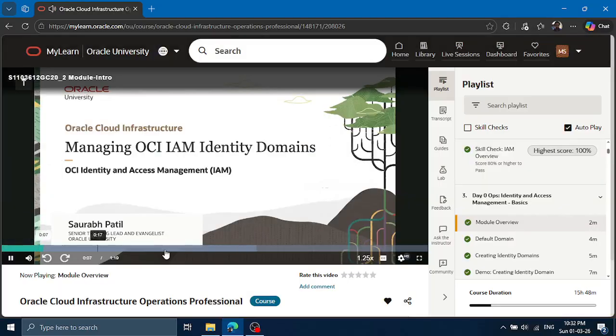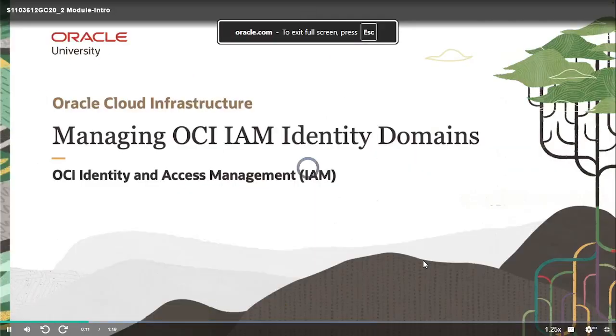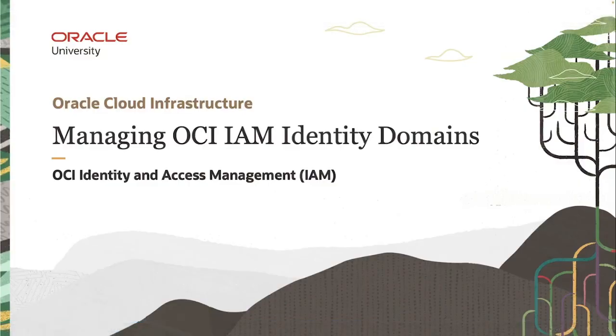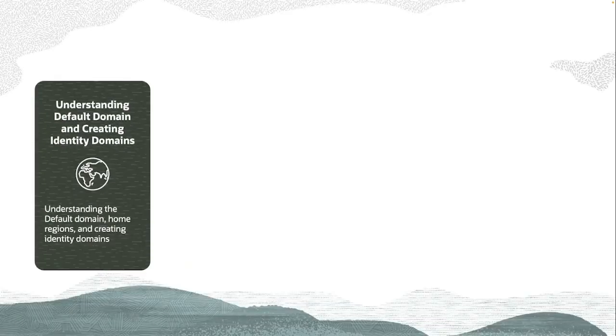And I am a senior OCI instructor with OU. In this module on managing OCI IAM identity domain, we will go over how to set up an identity domain along with IAM components like users, groups, compartment, and policies. We are going to start by understanding the default domain, which is already available when you create an OCI tenancy. Then we will look at creating additional identity domain.